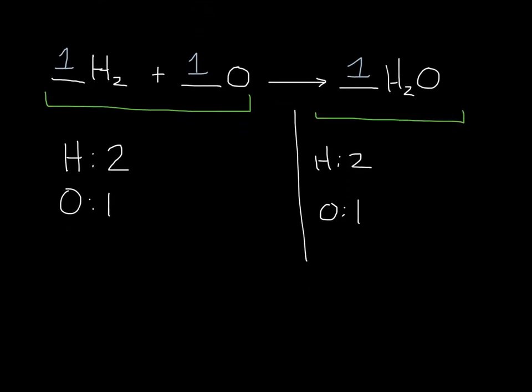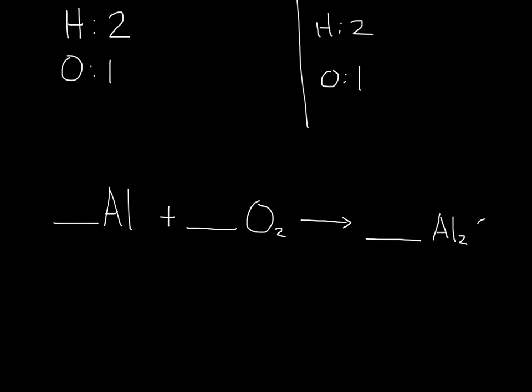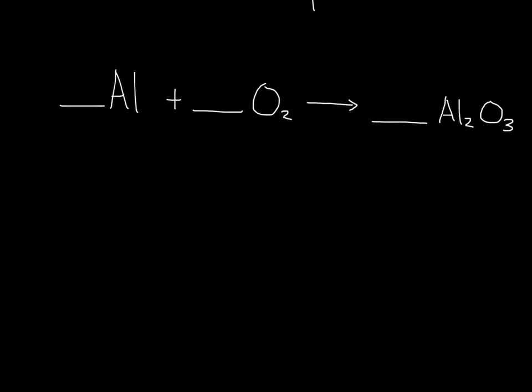So let's take a look at the example that we brought up at the beginning of class. In our last video, we have some number of aluminum atoms, and I'm not going to write this solid because it's not important for this, it's just going to take up space. And I'm going to combine them with some number of oxygen molecules, and I'm going to get out a molecule that is Al2O3.